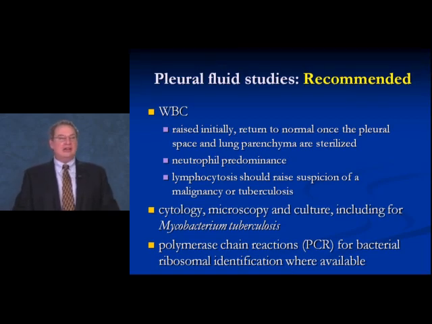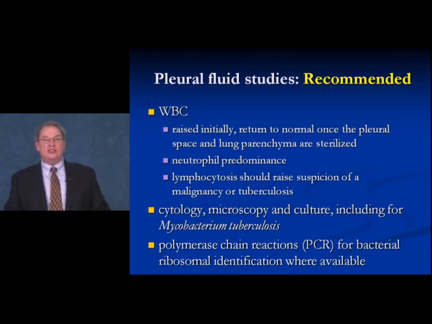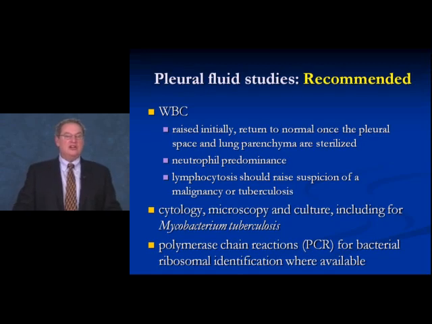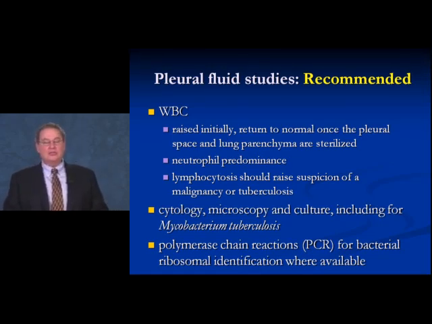What studies should be done on the pleural fluid? So once it's drained, either by pleurocentesis or once the chest tube is placed, initially the white blood cell count is raised. It will return to normal once the pleural space and lung parenchyma are sterilized. Initially, there'll be a neutrophil predominance, and lymphocytes should raise suspicion of malignancy or tuberculosis. You want to perform cytology, microscopic studies, as well as culture, including for Mycobacterium tuberculosis, and PCR for bacterial ribosomal identification where it's available.